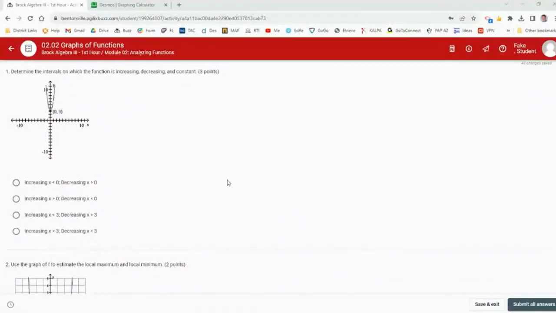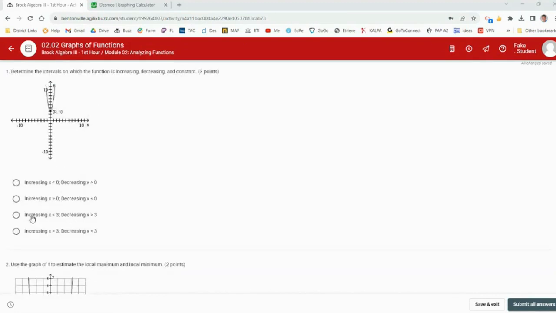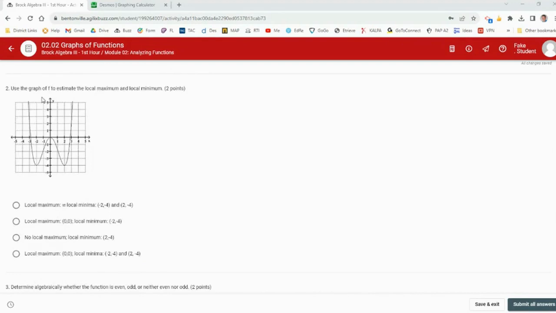We do have multiple choice here to determine the intervals on the function where it's increasing, decreasing, constant. Where is it increasing? Where is it decreasing? Where is it constant? And apparently it's constant nowhere because none of the multiple choice gives you constant. Use the graph to estimate the local maximum and minimum. It looks like there must be more than one minimum because I see 2 low points. Which points are they?